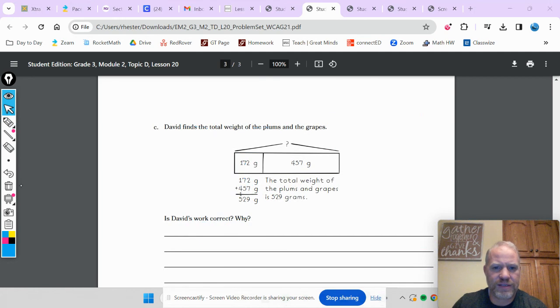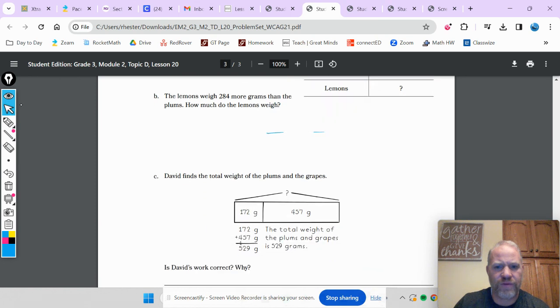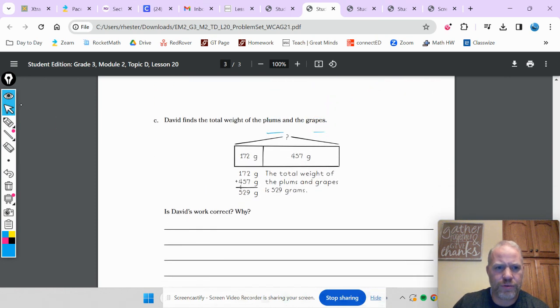Now, what's David saying? David says the total weight of the plums and all the grapes. He looks at that and he says plums and grapes. So 172 plus 457. So he has 2 plus 7 equals 9. 7 plus 5 equals 12. So 12 is correct. And he carried it over here, which is good. So he's got his carryover. Now 1 plus 4 equals 5. Plus 1 more equals 6.